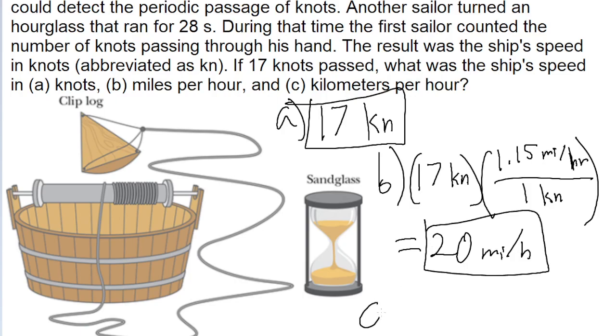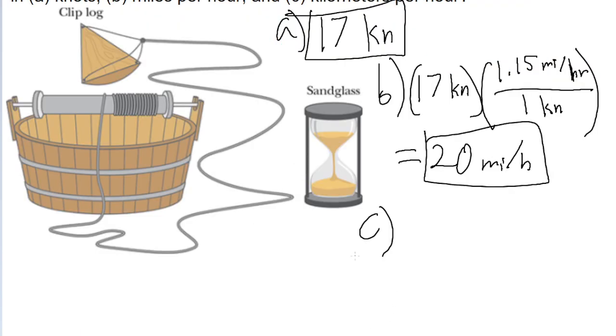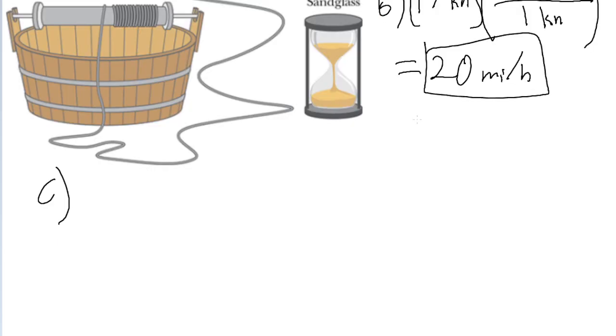So that's part B, and part C asks about the ship's speed in kilometers per hour. And I should note real quick that this 20 miles per hour answer I gave is a rounded answer. The actual number that my calculator gave me was closer to 19.55 miles per hour. And the reason why I'm bringing this up is because when we use intermediate values, we want to hold on to them for calculations before we do further rounding.